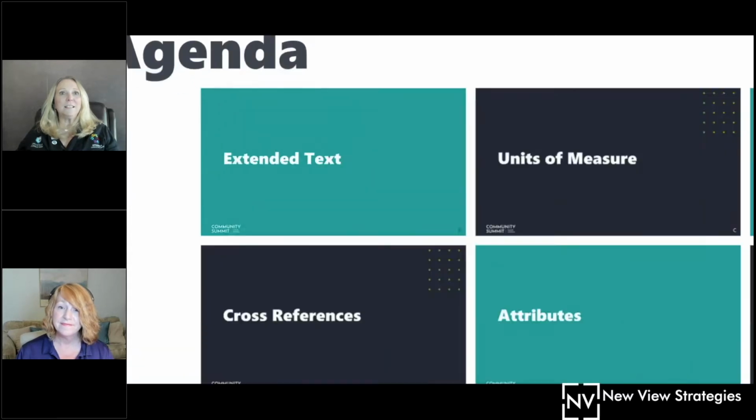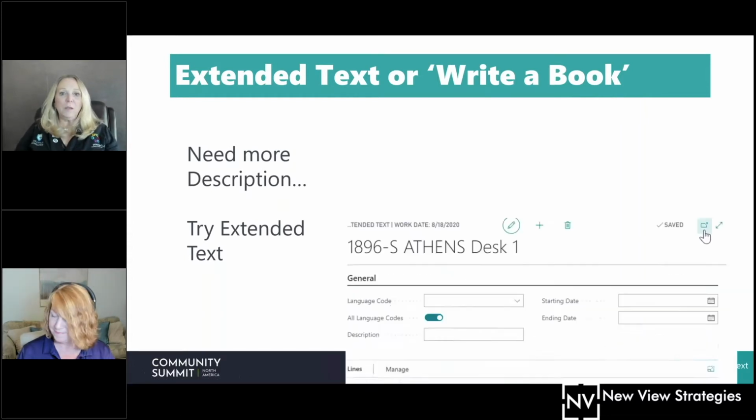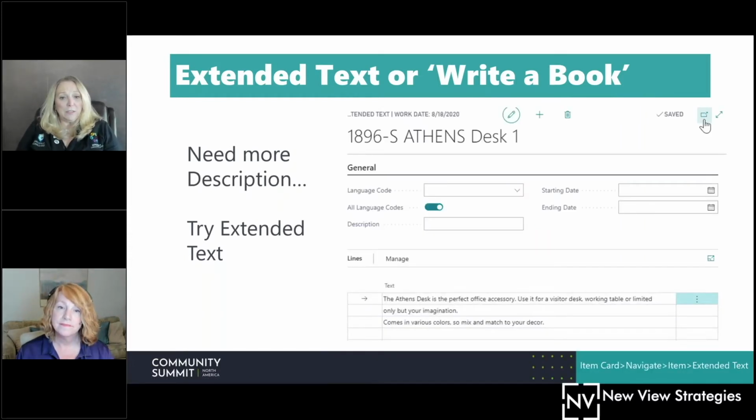Awesome. I'll take extended text. Okay, go for it. I think this is a really cool feature. If you need more description, or even if you want to write a book, it's a great tool to use. You can see the simple setup here for your item. There are a lot of features here. I can do different languages. I can have a starting and ending date, so if I'm running a special, I can put that date range in there. I didn't do that in my example, but you can see this is an office accessory and it comes in various colors. And it's unlimited, the information I can put in here.